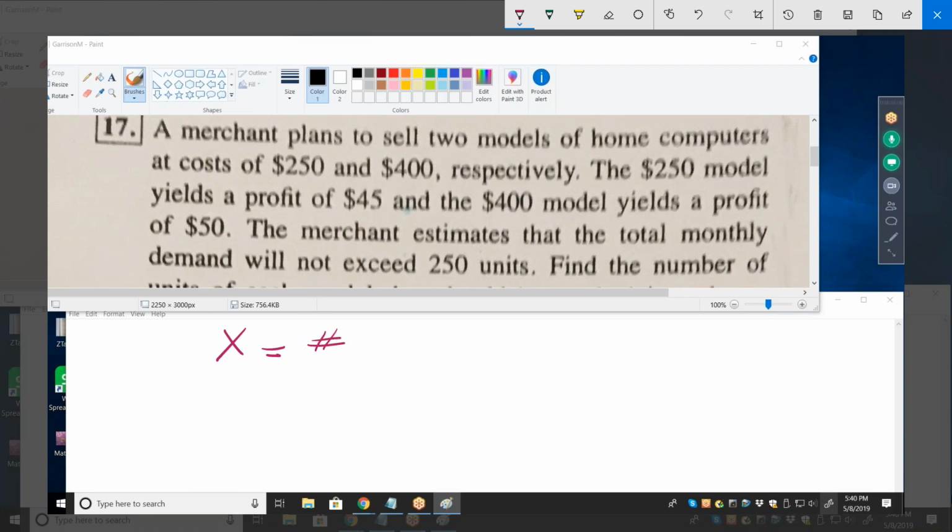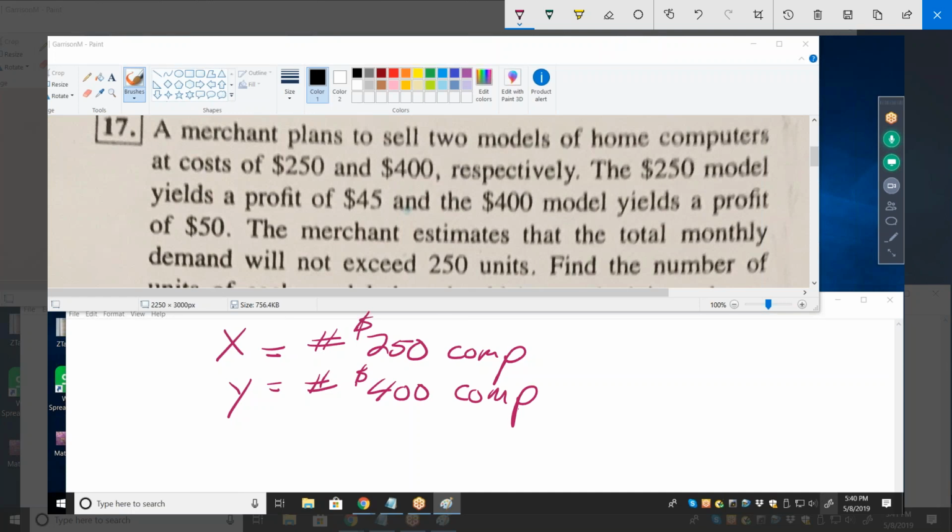X is the number of $250 computers. Y would be the number of $400 computers. That's your choice. You're running this business. You want to know how many $250 ones to buy and how many $400 ones to buy.